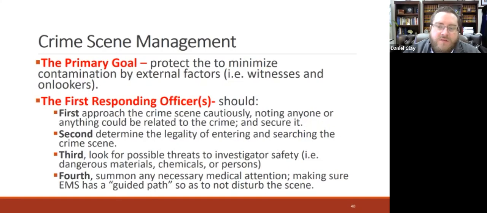So again, 911 call, let's just assume that there's a shooting in a house, and you hear gunshots, you hear a scream, and then more gunshots, and then nothing.